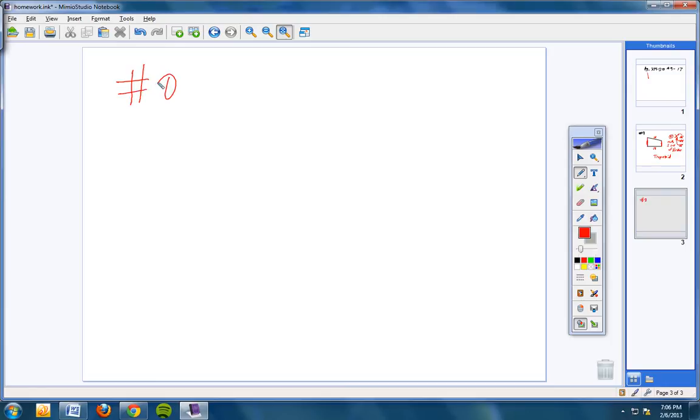All right, number 10 looks like this. Kind of like a baseball diamond, and we'll try to draw that decently well. And let's see, what do we got? We've got a mark here, a mark here, a mark here, and a mark here, and a right angle right here. There we go.